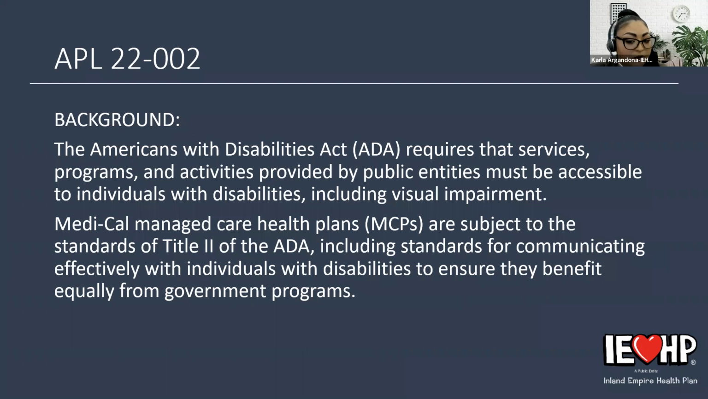I'm sure a lot of us are very familiar, but it's the Americans with Disabilities Act. The ADA requires that services, programs, and activities provided by public entities must be accessible to individuals with disabilities, including visual impairment. So Medi-Cal managed care health plans are subject to the standards of Title II of the ADA, including standards for communicating effectively with individuals with disabilities to ensure they benefit equally from government programs. And so we know that this has been in effect, but the APL that was released did give a little bit more updated information. So if we can go into the next slide, please.